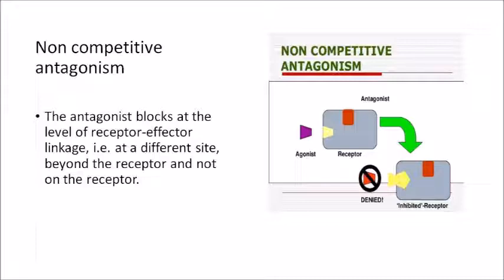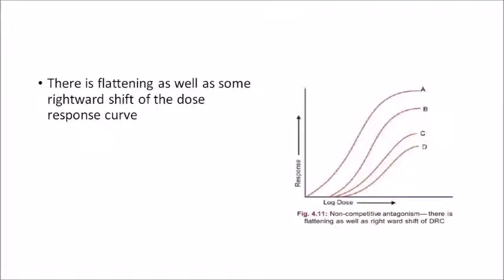So what happens during this binding? During this binding to the allosteric site, the receptor site of the agonist is deformed so that the agonist is not able to bind to the receptor site. Here also there is no use in increasing the amount of the agonist. The difference in DRC from irreversible antagonism is that there is flattening as well as a rightward shift of the DRC or dose response curve.